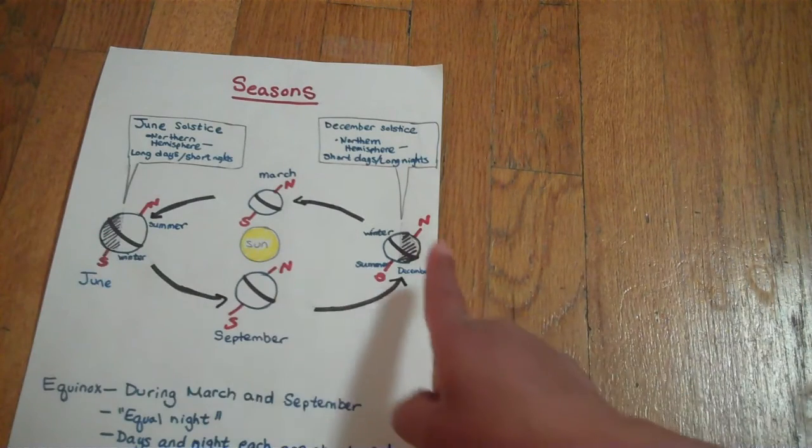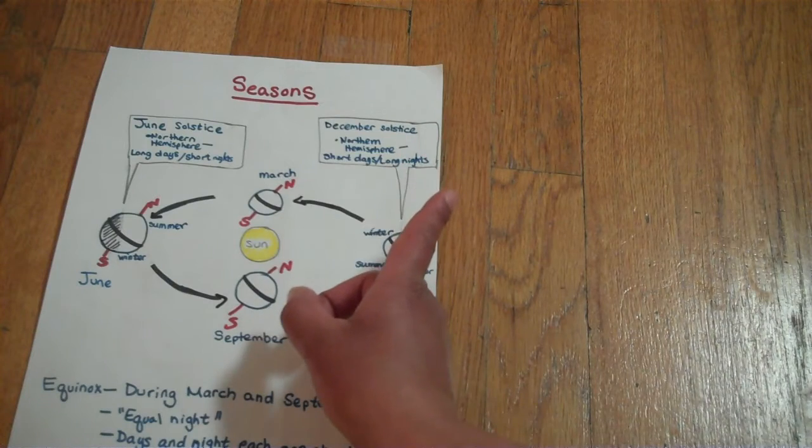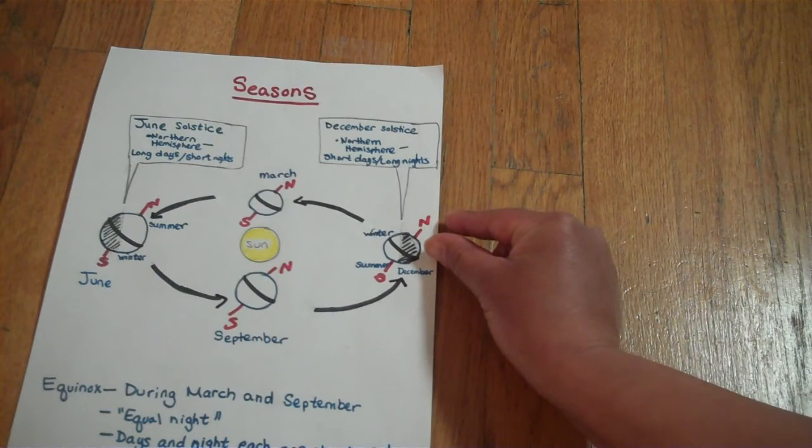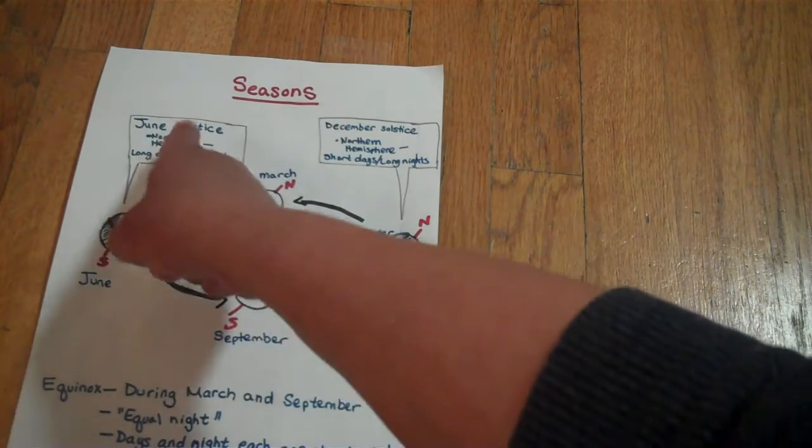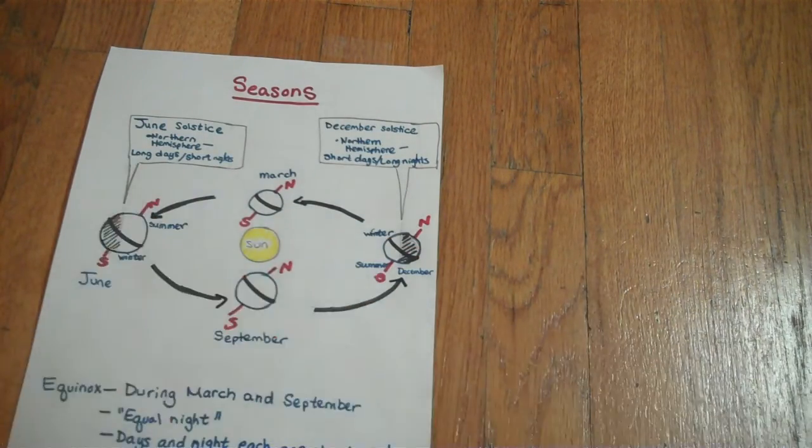Only the solstices are affected, because they're tilted away for the Northern Hemisphere, it's winter, and towards the sun for the June solstice, it is experiencing summer.